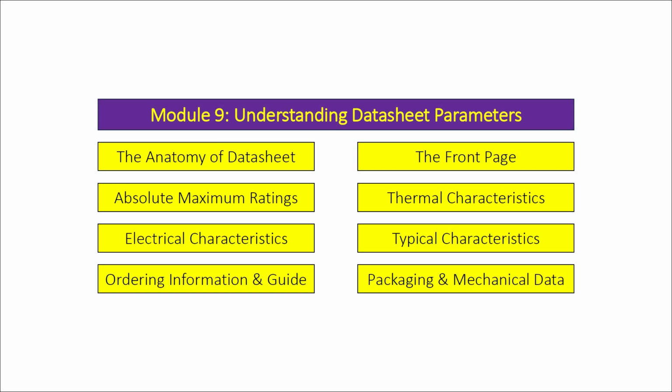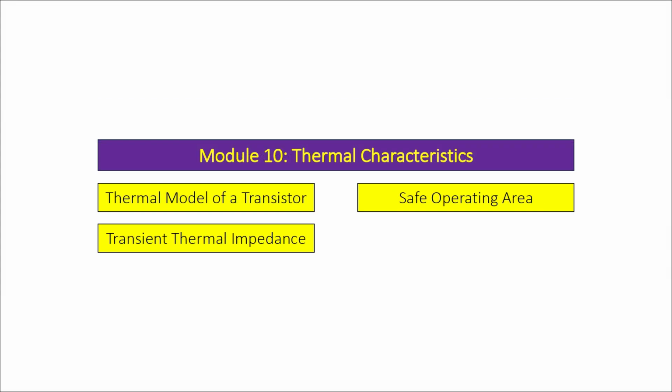Module 9, Understanding Datasheet Parameters. Here we will explain how to read and interpret the datasheet of a transistor provided by the manufacturer. Module 10, Thermal Characteristics. This module explores the thermal model of the transistor, including junction temperature calculations, along with a focus on its safe operating area and transient thermal impedance.